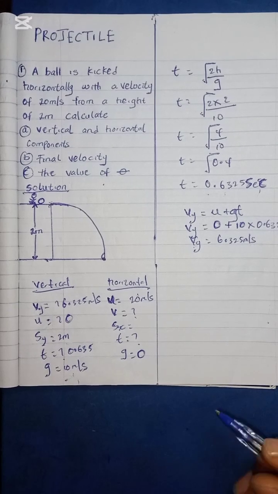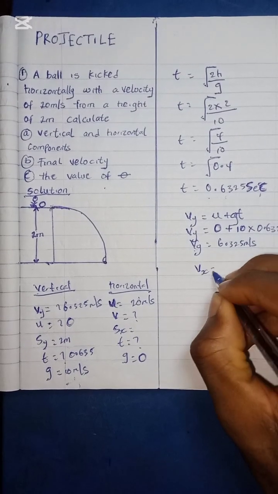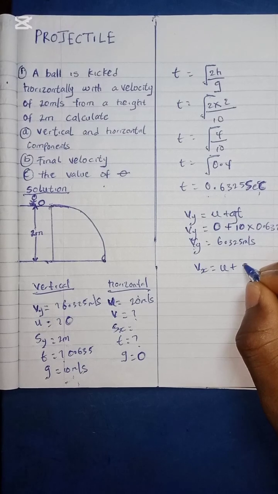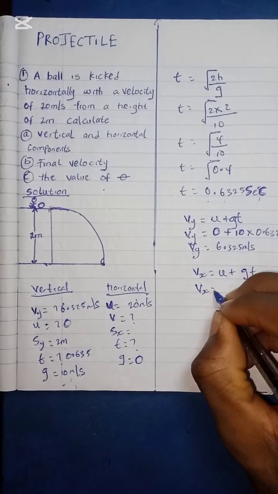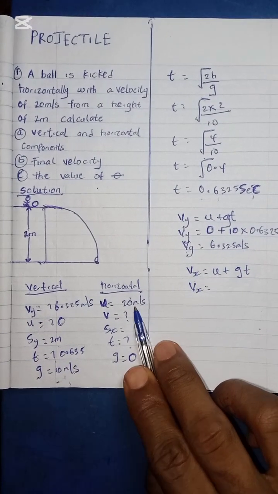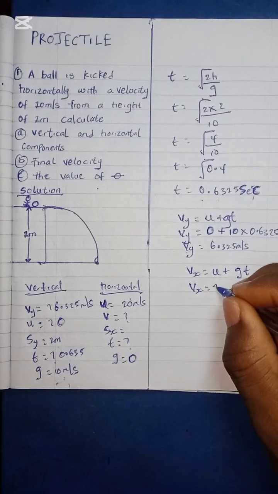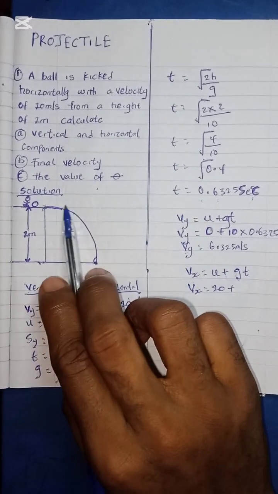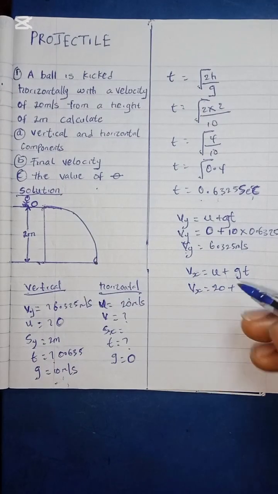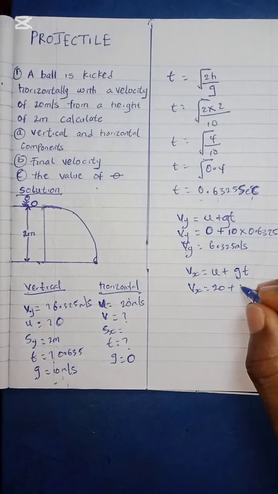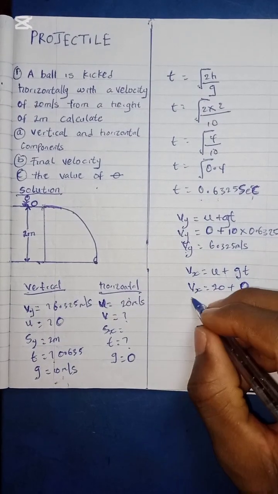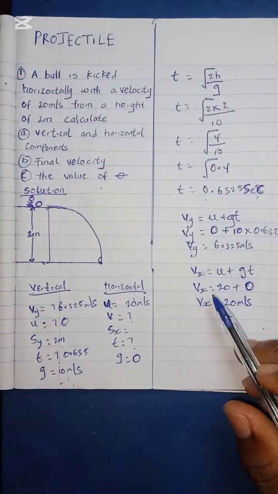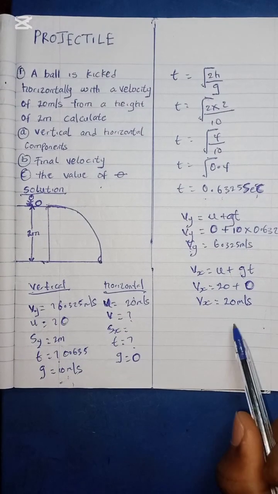Now let's find our velocity for the horizontal component. We have vx is equal to u plus at. Our initial velocity for the horizontal component is 20, plus the acceleration in the horizontal component, which is always zero. You need to know that the acceleration in the horizontal component is zero. So vx is 20 meters per second, the horizontal velocity.